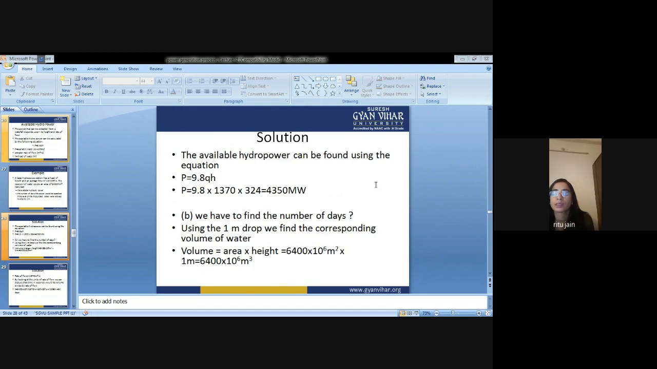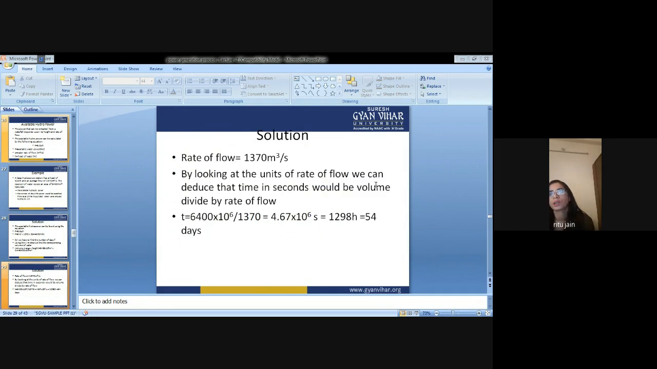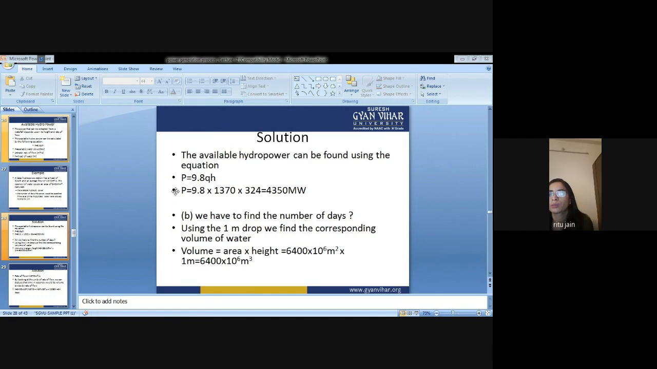This will be 6400 into 10 to the power 6 meter cube volume. So the rate of flow is equal to 1370 meter cube per second. By looking at the units of rate of flow, we can deduce that time in seconds would be volume divided by rate of flow. The volume unit is in meter cube. The volume is equal to 6400 into 10 to the power 6 meter cube.